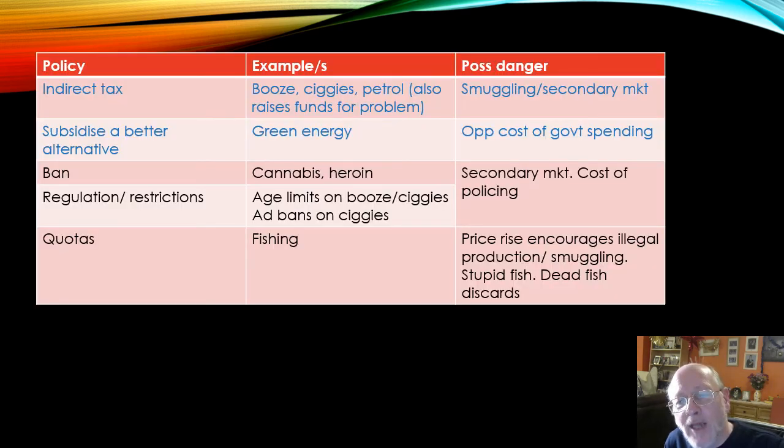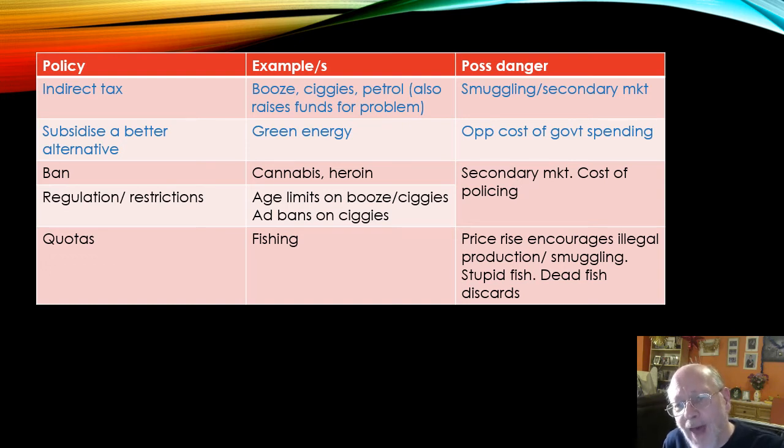So the negative impacts, well, of course, if the price goes up, the supply curve tells you that firms are going to want to supply more. So they're going to be producing illegally, smuggling it into the country, that sort of thing. And also the problem is that fish, the last time I looked, were pretty stupid. So though there might be a limit on the quantity that's allowed to be caught, they don't know when they are hauled out of the sea whether they are below the quota or above the quota.